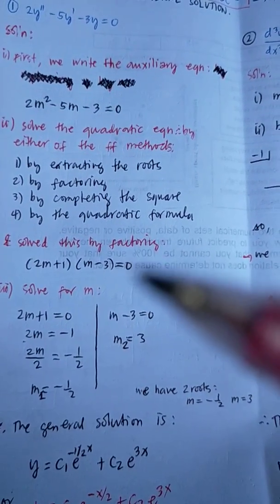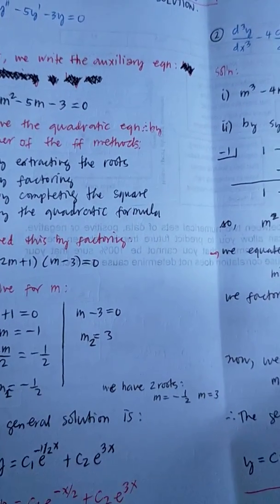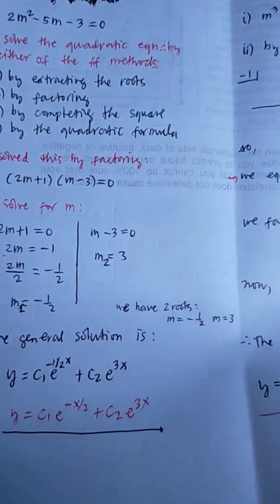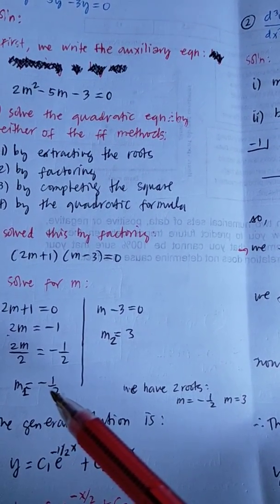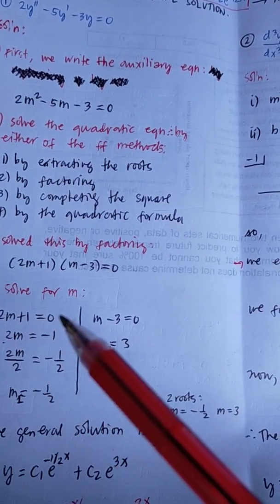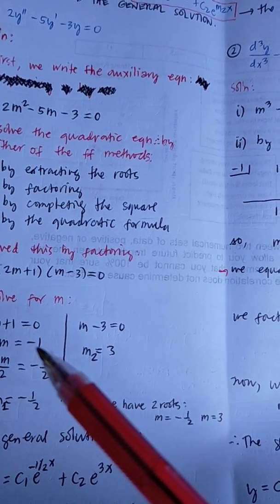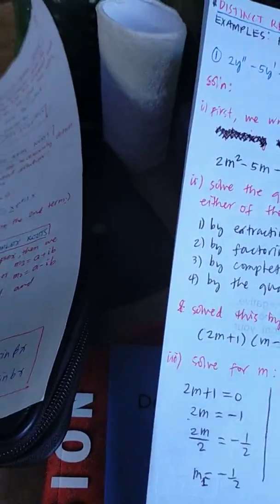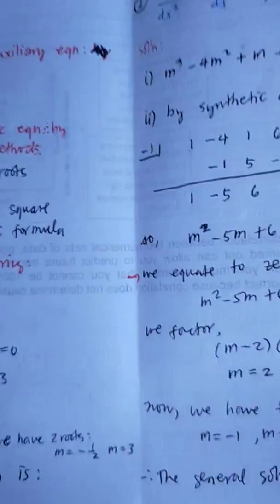So we set each factor to 0, the same as what you do in your algebra, no? In solving quadratic equations, if you've gone with the factors, you can set those factors to 0. So as I have shown you, I've come up with m sub 1 is equal to negative 1 half because simply you have 2m plus 1 is equal to 0. What you're going to do is you transpose positive 1 to the right side so that becomes negative 1. And you simply divide both sides by 2. So you come up with m is equal to, cancel 2, m is equal to negative 1 half.